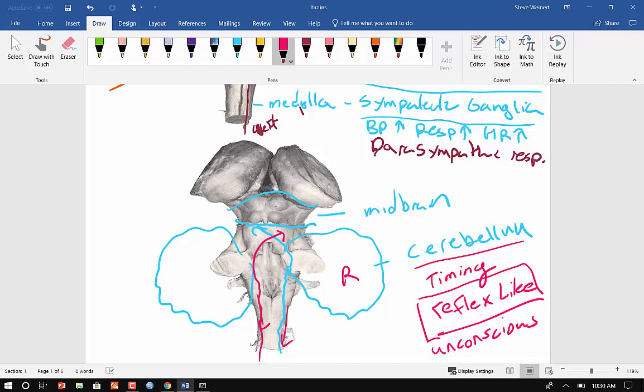So these little spots right here, called colliculi, there's the superior colliculi and the inferior colliculi. These colliculi are these little bumps on the back. I'm going to erase them so you can see the little bumps better. I drew all over the four little bumps. Can you see the four little bumps there? Okay.